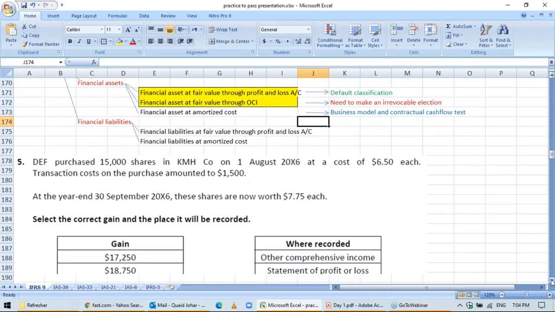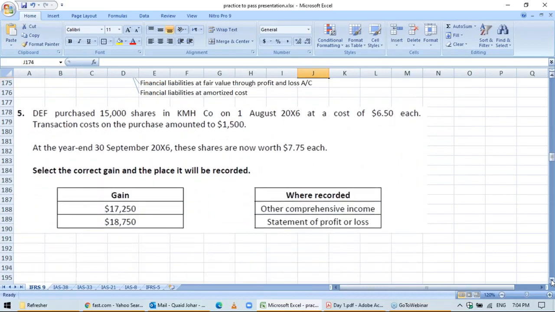So question number 5 is appearing in front of you now. DEF purchased 15,000 shares in KMH company on 1st of August 2006 at a cost of $6.5 each, and the transaction cost on the purchase amounted to 1,500. At the year end, 30th September 2006, these shares are now worth $7.75 each. Select the correct gain and the place it will be recorded.